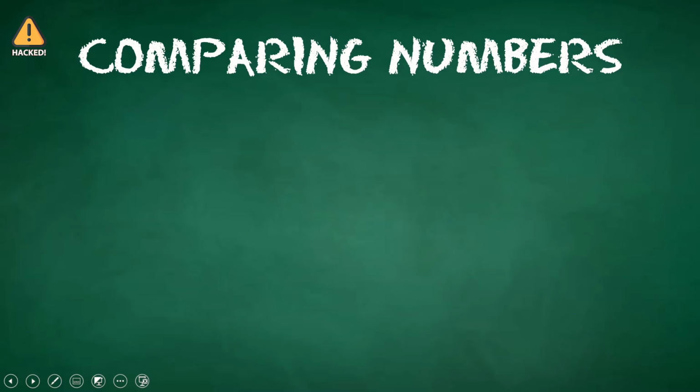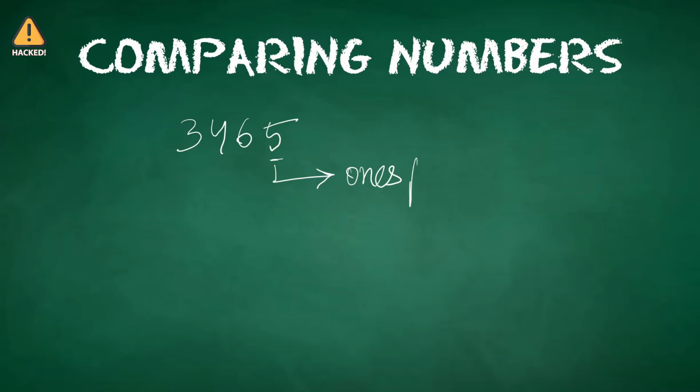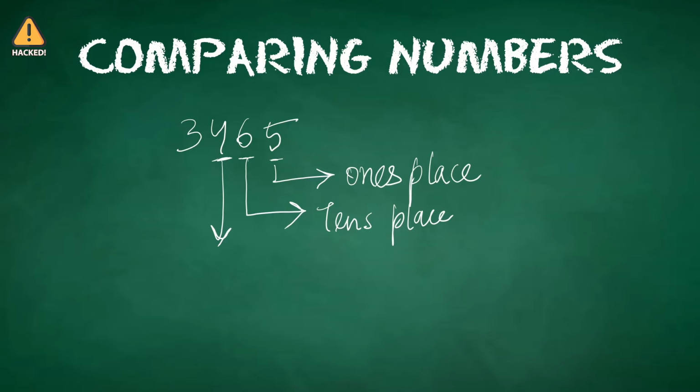But for now, you just remember what ones place is, what tens place is, what thousands place is, and what 10,000 place is. So if I take up a number, say 3465, in this number, this is your ones place. I'm just repeating this again for your sake so that you can understand much better. So 6 comes to be in the tens place, and 4 comes to be in the hundreds place, and 3 in the thousands place.